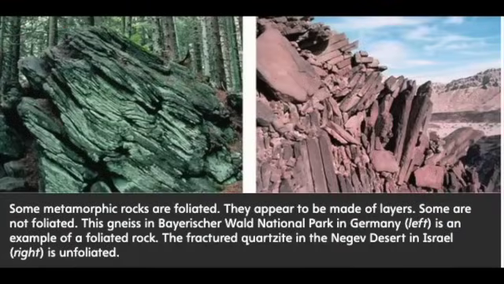Some metamorphic rocks are foliated. They appear to be made of layers. Some are not foliated. This gneiss of Bodetal Valley in Germany, left, is an example of a foliated rock. The fractured quartz seen in the Negev Desert in Israel, right, is unfoliated.